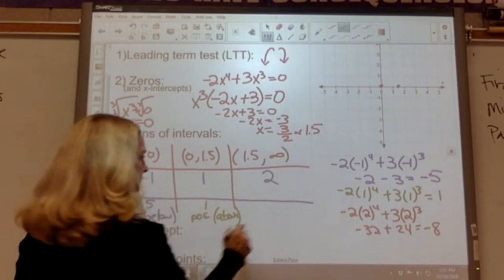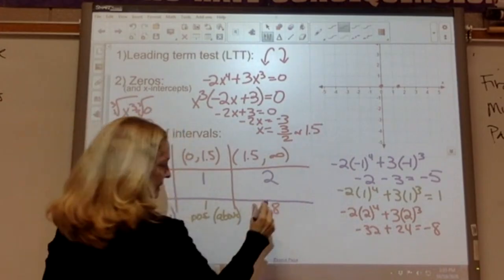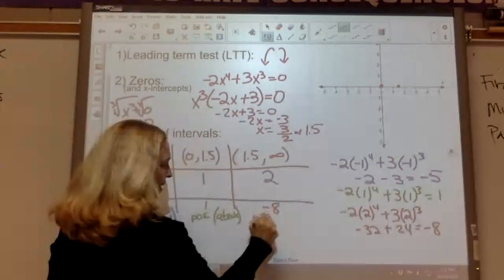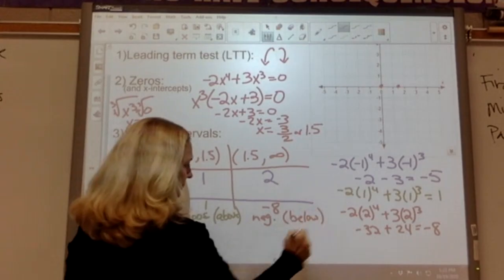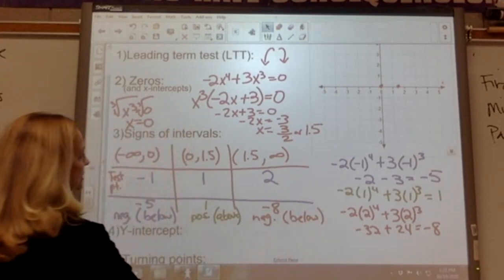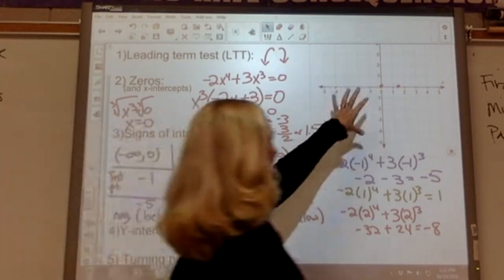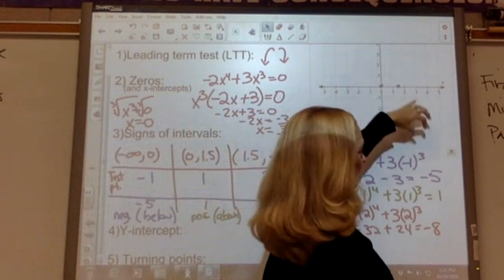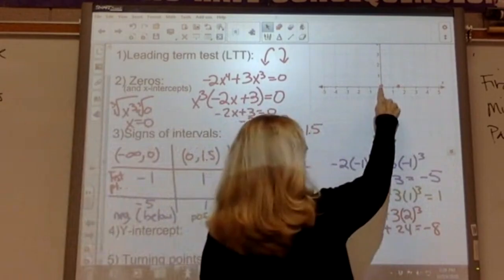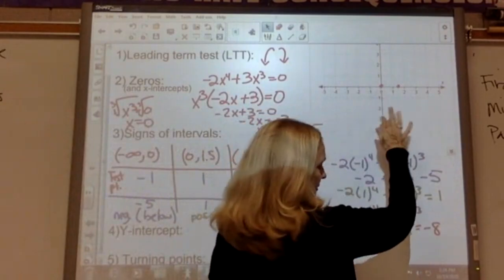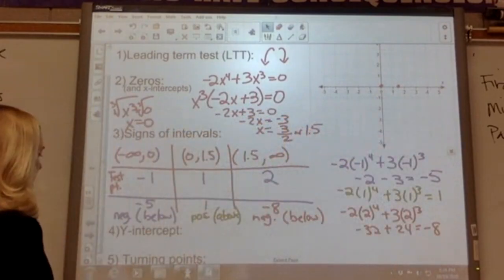And so, since this is a negative, it tells me that it's going to be below the x-axis. Right? So, I know that this graph is down here somewhere, then it goes up here, and then it's back down here again. Okay? That it doesn't just come up here and touch, and then turn around and come back down. All right?